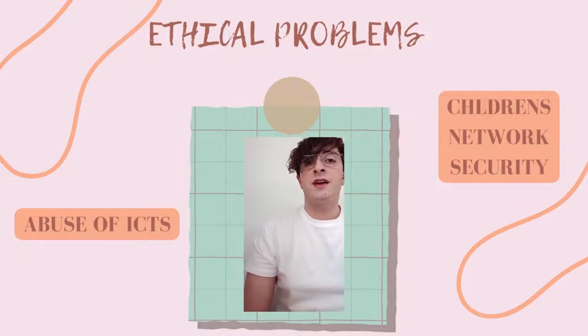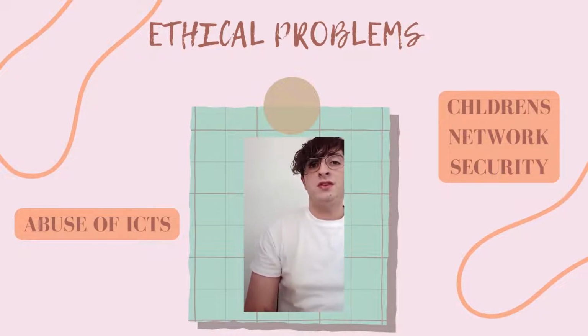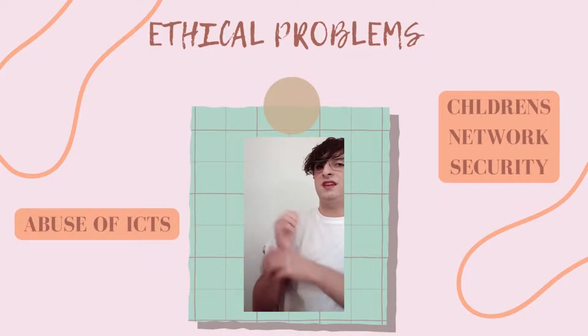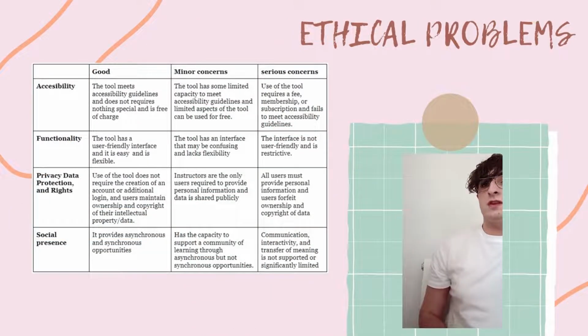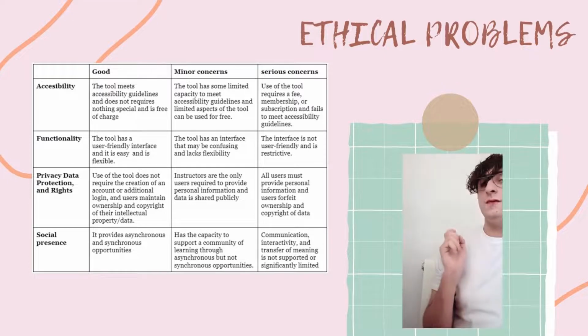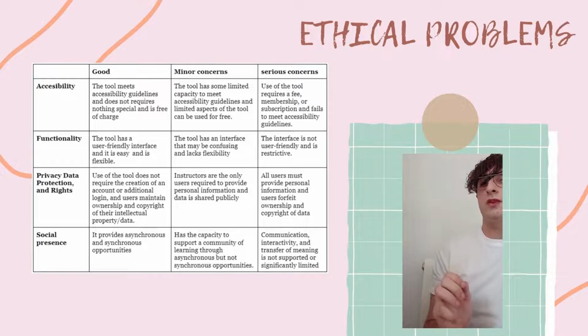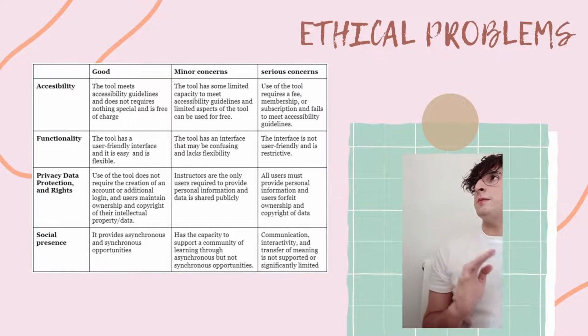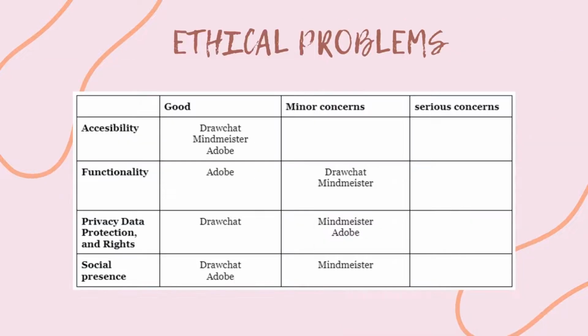For the ethical classification of these 3 tools that the kids are going to use when doing the activity, the rubric is the next one, which is an adaptation of the rubric used in the ethics task. As you can see, it assesses the accessibility, functionality, privacy, and social presence in terms of good, minor concerns, and serious concerns, which applies to the tools that we use.